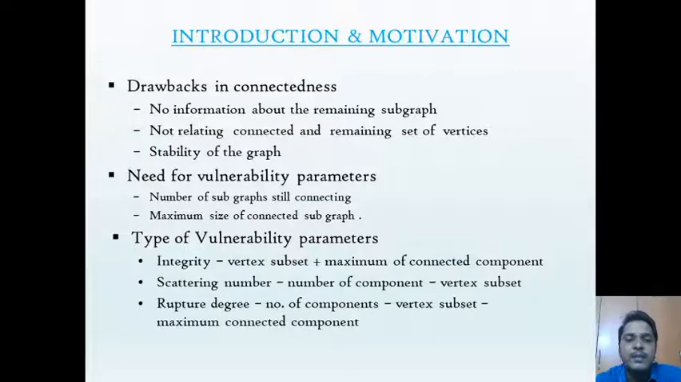It defines the number of subgraphs and the purpose, that is the working function of the graphs and the maximum size of the connected subgraph still working. There are many types of vulnerability parameters. Some of these are integrity, scattering number, rupture degree. The integrity is defined as the cardinality of the vertex subset in addition with the maximum connected component. Scattering number is defined as the number of components after disconnecting, subtracting the cardinality of the vertex subset. Similarly, the rupture degree is defined as the number of components minus the vertex subset minus the maximum connected component.